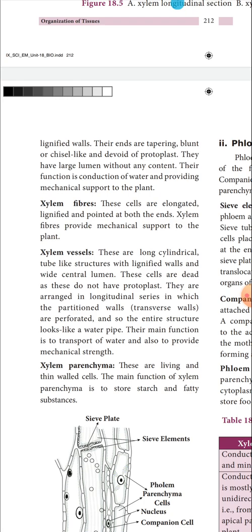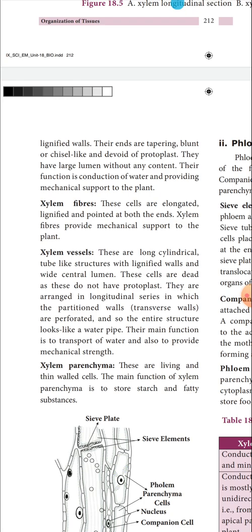That's all about xylem, children. See, as I said, xylem is a complex tissue, and it is involved in conduction of water and provides mechanical strength. Already we have discussed, it is made up of 4 different types of cells: xylem parenchyma, xylem vessels, xylem tracheids and xylem fibers. Among these 4, the xylem vessels, fibers, tracheids all are dead cells. Only xylem parenchyma is a living cell.